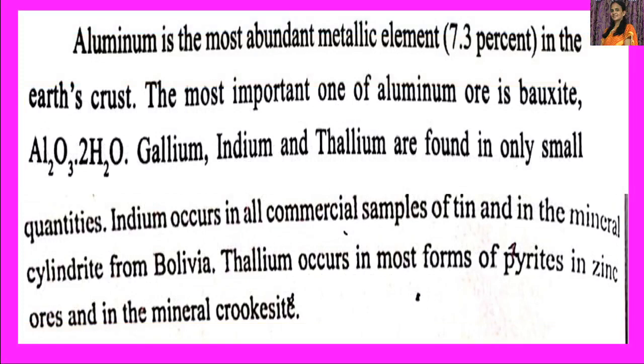Next, aluminium. Aluminium is the most abundant metallic element in the Earth's crust. The most important ore of aluminium is bauxite, Al2O3.2H2O. Gallium, indium, and thallium are found only in small quantities in nature. Indium occurs in all commercial samples of tin and in the mineral cylindrite from Bolivia. Thallium occurs in most forms of pyrites, in zinc ores, and in the mineral crookesite. So this is about the occurrence of the elements of the 13th group.